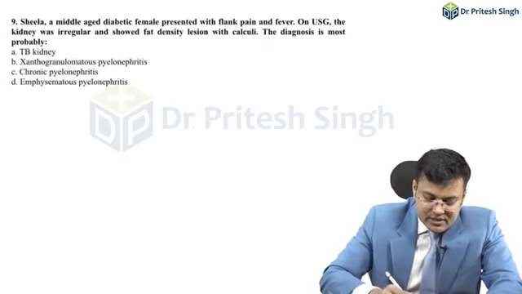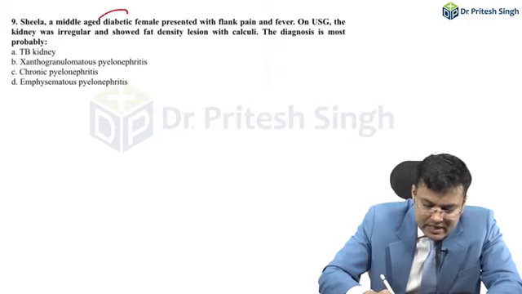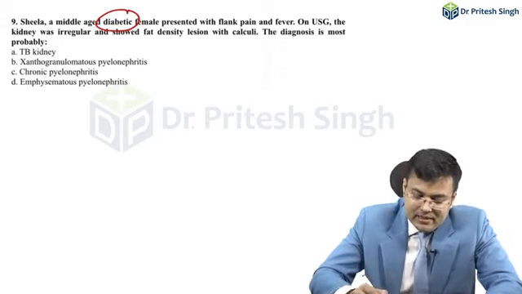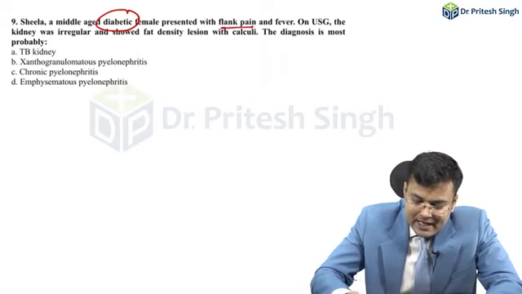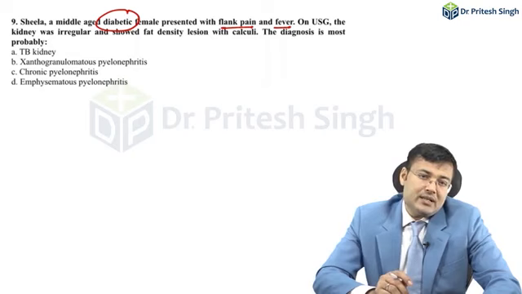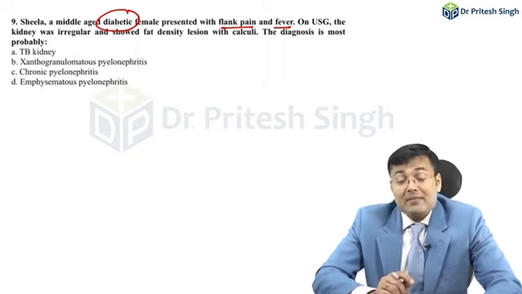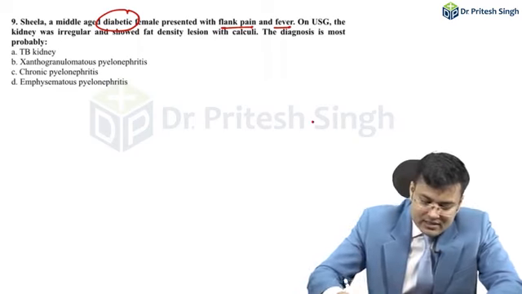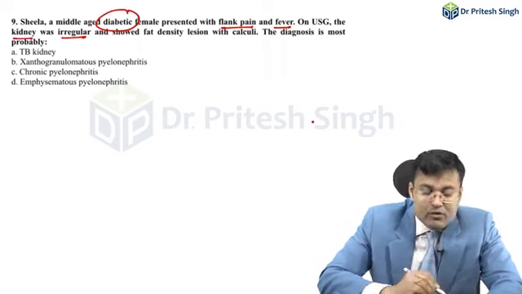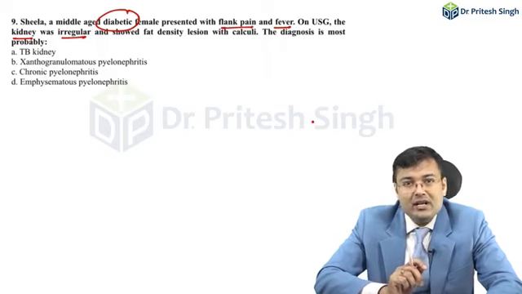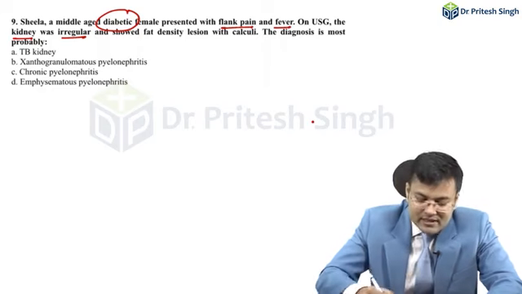Now see this question. Middle-aged, diabetic female. So first hint, diabetic female, presented with flank pain and fever. So if there is flank pain and fever, it means there is some infection. Flank means most probably the infection is related to kidney. On ultrasound, kidney was irregular. So here you found that there is some problem or inflammation going on. So inflammation is going on in the kidney. It means patient is having pyelonephritis.